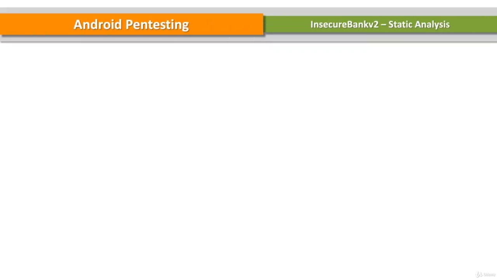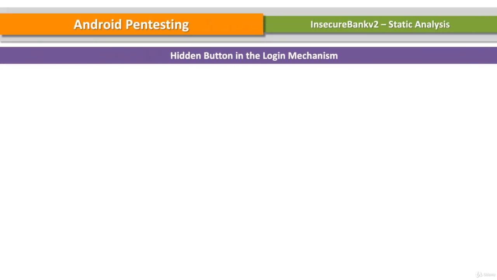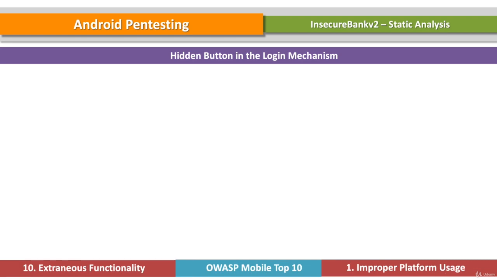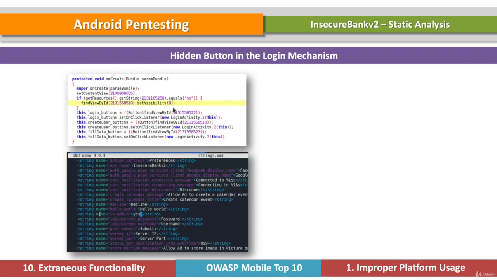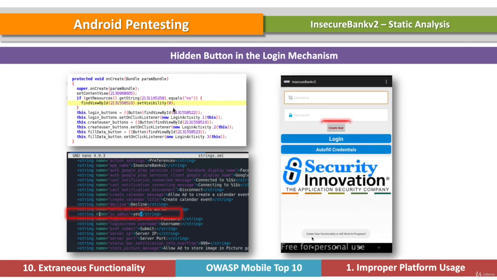The next vulnerability in the login mechanism of InsecureBank is the forgotten and hidden button for admin users. So we'll change the source code to display this button, rebuild, re-sign, and reinstall it to the device. All right, let's get started.